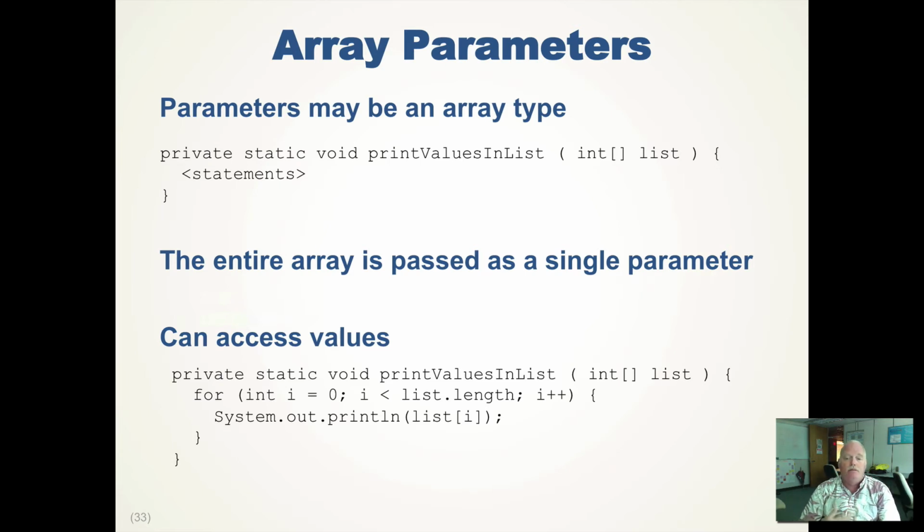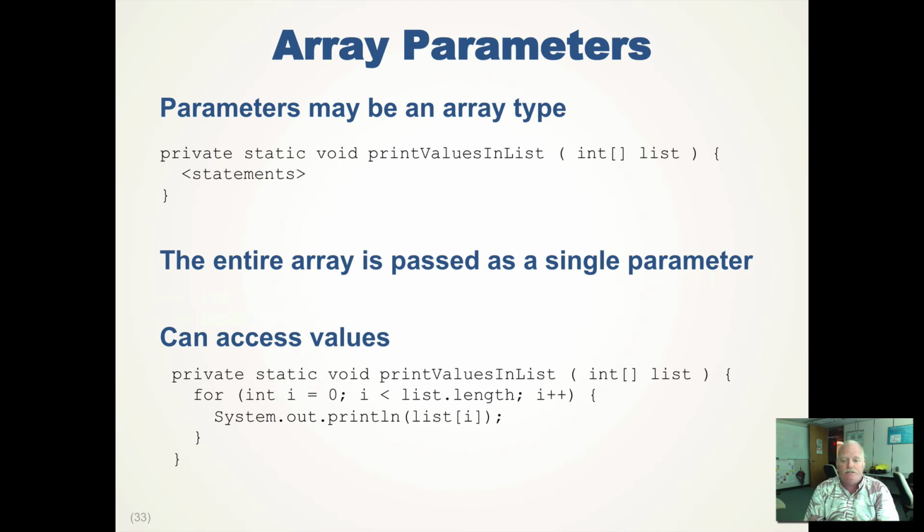Now, inside the subroutine, I can access all the items in that array by referring to the array. So I have an array of ints called list. I can loop over all the items in that. So I can go for int i equals 0, i is less than list.length, which tells me how long it is, and I increment i, and I print out list sub i. So I have access to every item in the list.